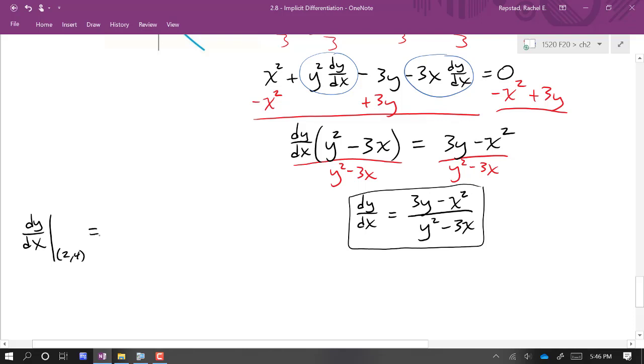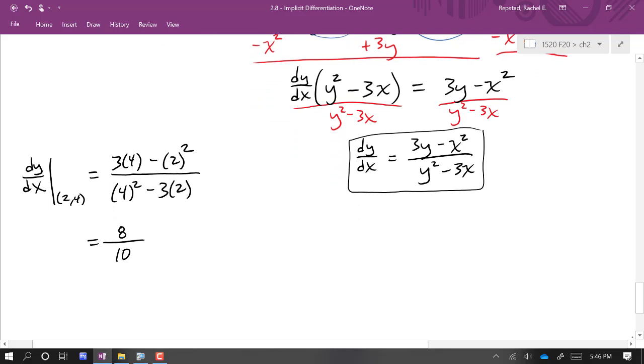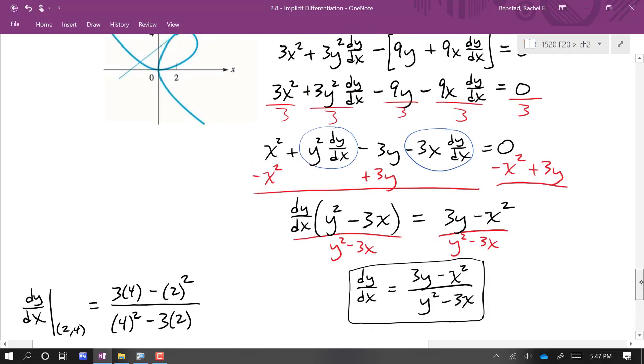So now we just have to make sure we plug in the right numbers to the right variables. Y is 4 and x is 2, so that's 3 times 4 minus 2 squared over 4 squared minus 3 times 2. 12 minus 4 is 8 over 16 minus 6 is 10, 8/10 or 4/5. So a positive, right? We got a positive, and that wasn't terribly large. So that seems plausible, seems to jive with what the figure looks like in this problem up here.